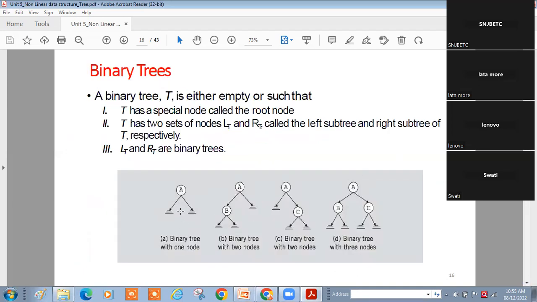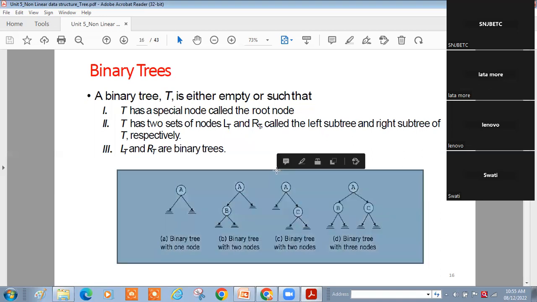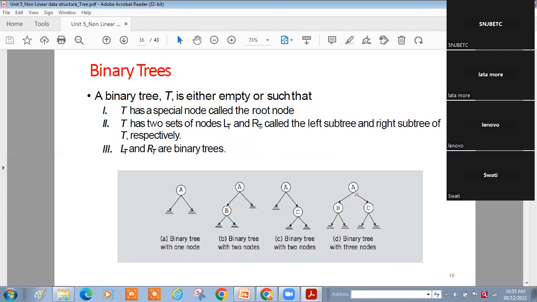Here is a binary tree having only 1 node, or only 0 nodes. No node means the tree is completely empty. With 1 node, children are not there, leaf nodes are not there. Here there are 2 nodes, 1 root node and 1 child node. Here again there are 2, where the child is on the left, and here the child is on the right. And the last has the root node with 2 child nodes.